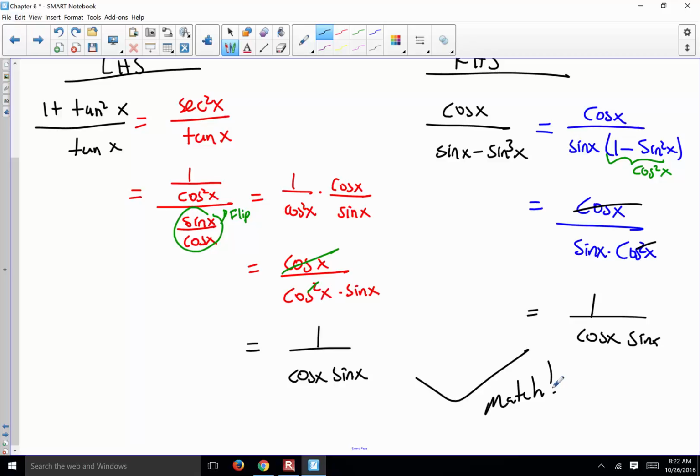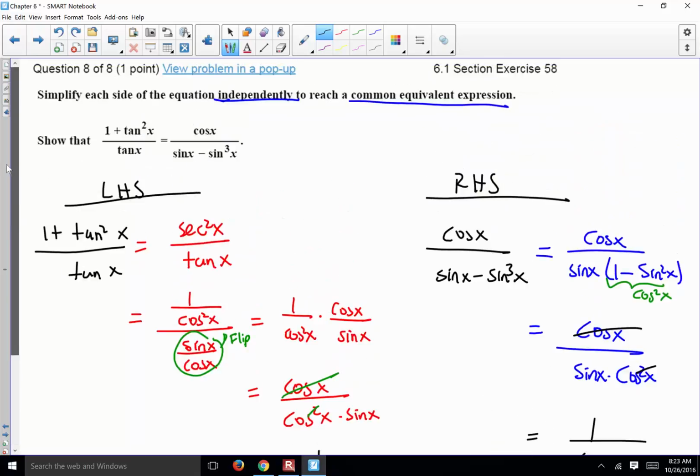You could have stopped here because it's a match here as well. I just wanted to simplify more. You can actually turn this more. 1 over sine x is cosecant over cosine. Right? 1 over sine x. But it's not necessary. They just want us to match with it.